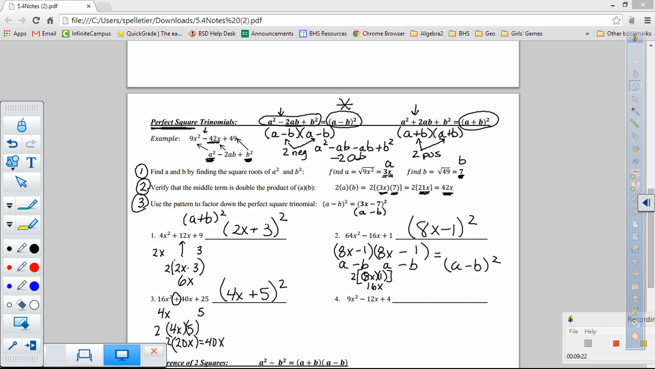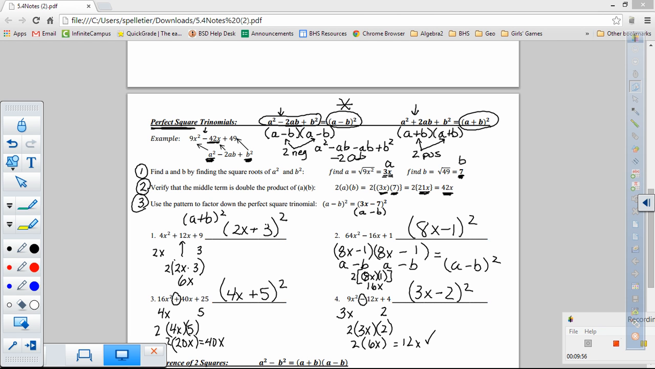All right, look at number 4. What times itself gives you 9? That's 3. What times itself gives you x squared? That's x. And then what times itself gives you 4? That's 2. Again, double the 3x times the 2, or double the 6x, and I do in fact get 12x. So it works. So I know this is a negative, so I'm going to have 3x minus 2 squared. And that's how you break down your perfect square trinomials.